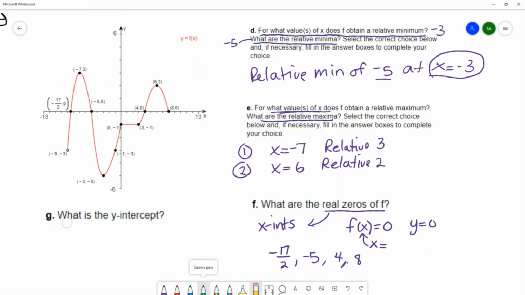In this part, it says, what is the y-intercept? The y-intercept is where the graph crosses or touches the y-axis. So here's the y-axis, and we have this spot right here where the graph crosses the y-axis. So we would list the y-intercept as -1.